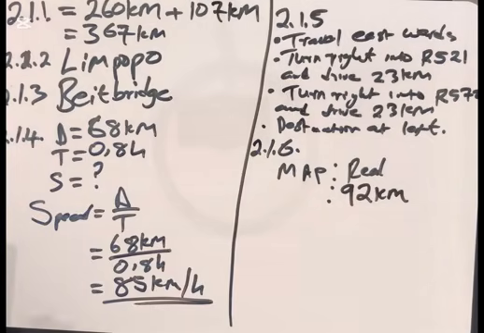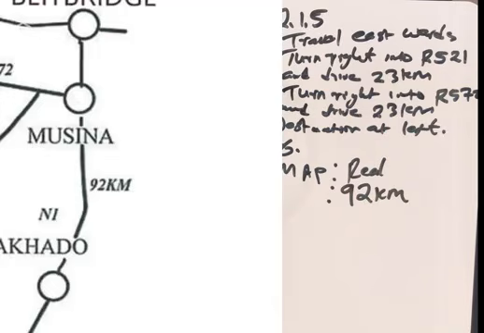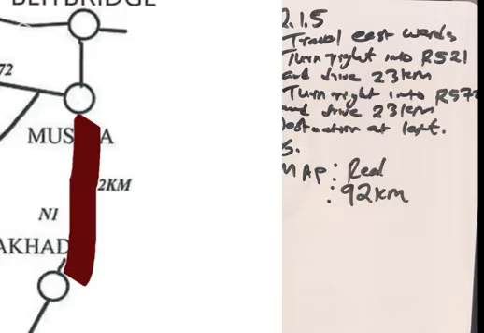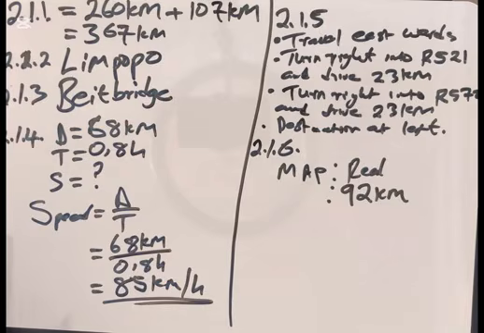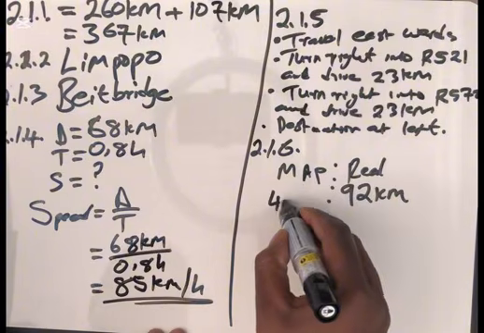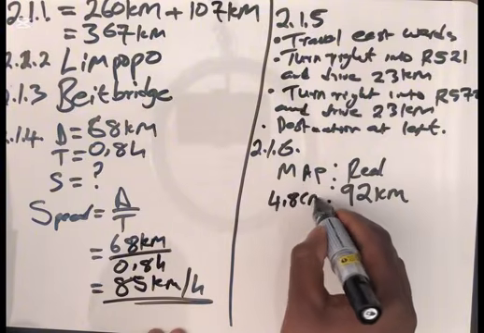We must also get a distance on the map of Makhado and Musina by using our ruler. You take your ruler, you place it at the beginning of the Makhado circle to the beginning of the Musina circle. When you do that, you're going to find that the distance on the map is approximately 4.8 centimeters.